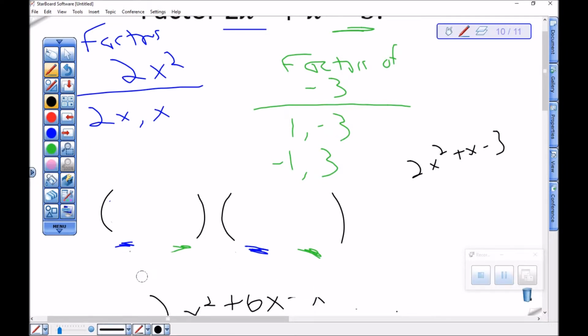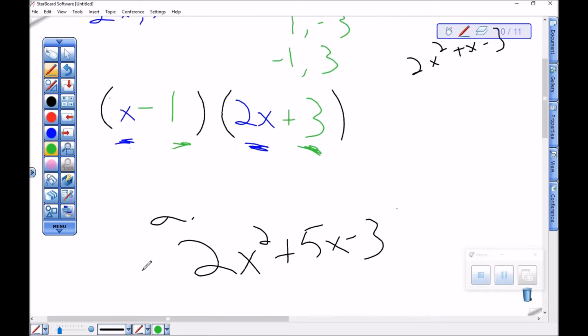Let me erase the board here, at least a little bit. Okay, so that didn't work. This time, let's try x here and 2x here, and let's keep the -1 and the +3. I kept those in the same spot, but I switched the 2x and the x, and let's check if this is what we want.